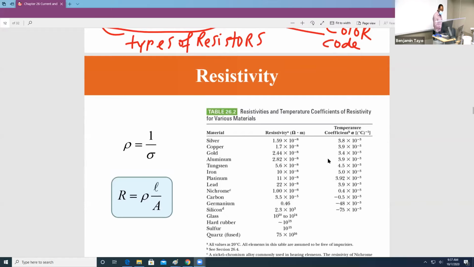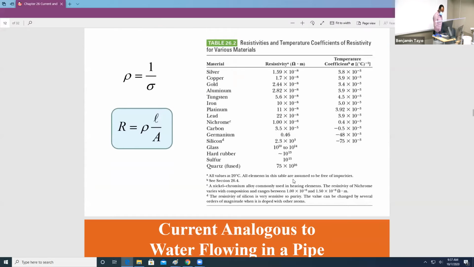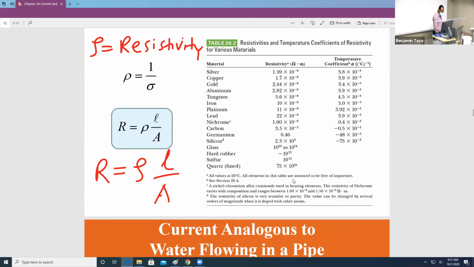So now let's talk about a different quantity that is called the resistivity. So rho is called the resistivity. And for any given material, we can say that the resistance is given by rho times L over A, where L is the length and A is the cross-sectional area.